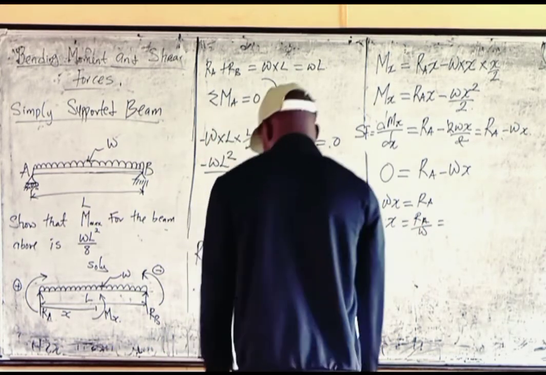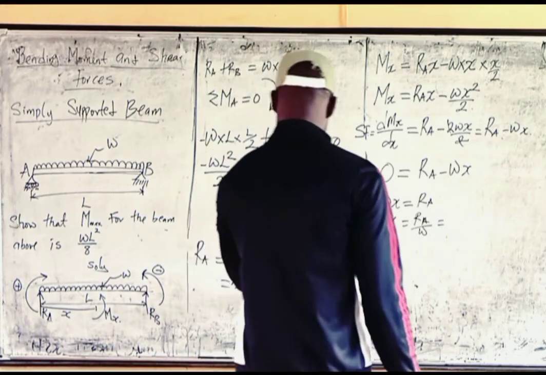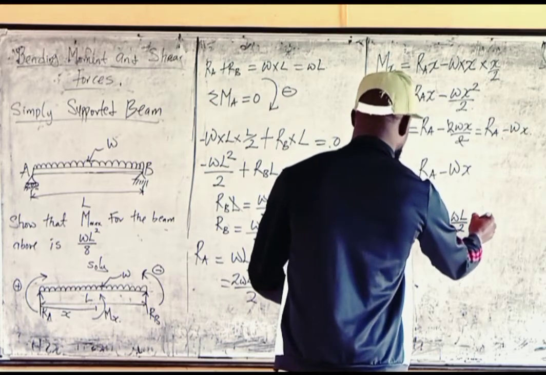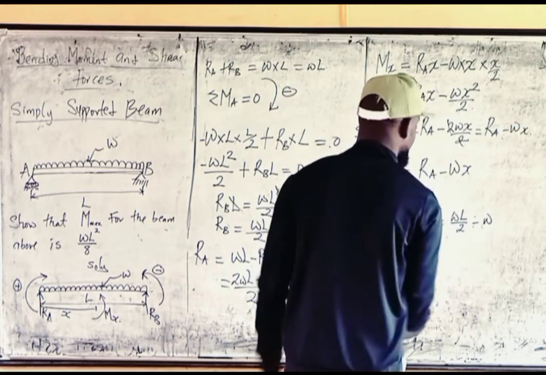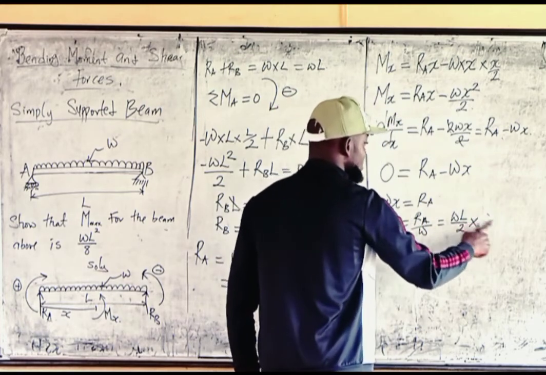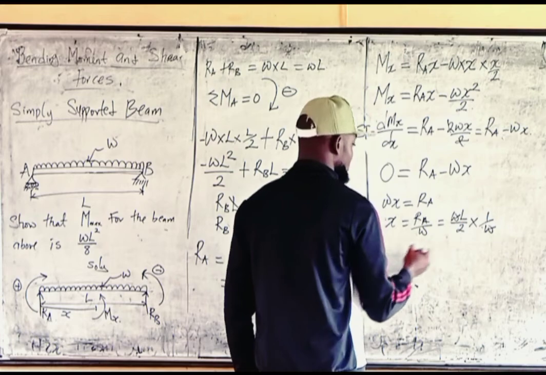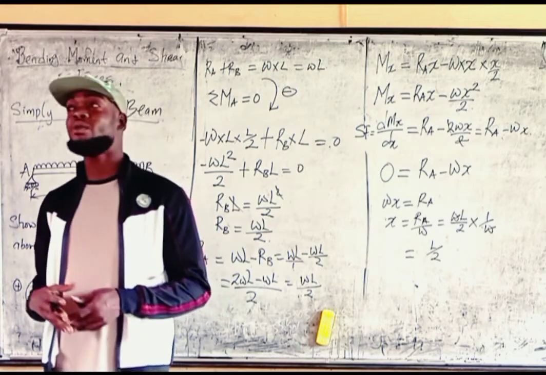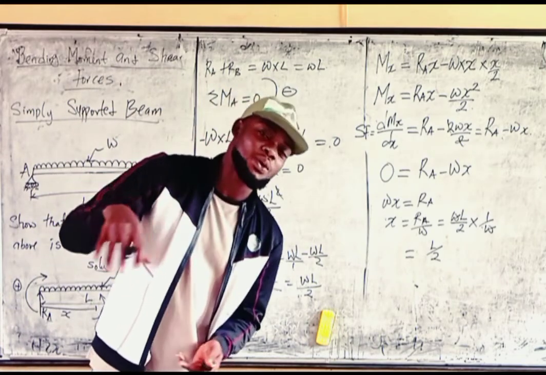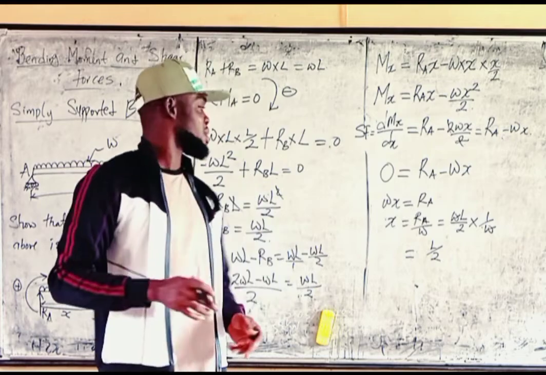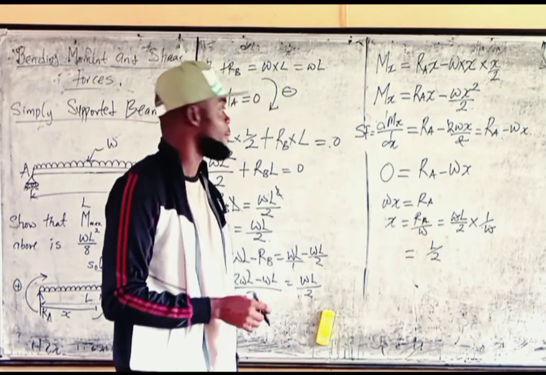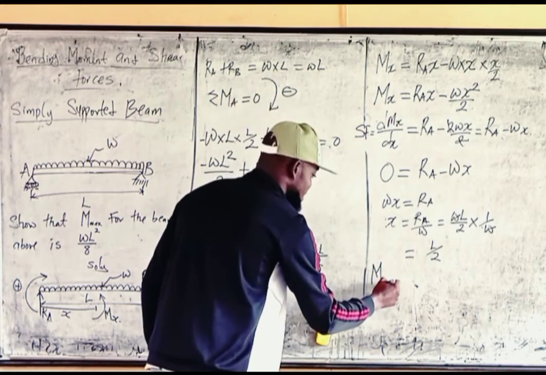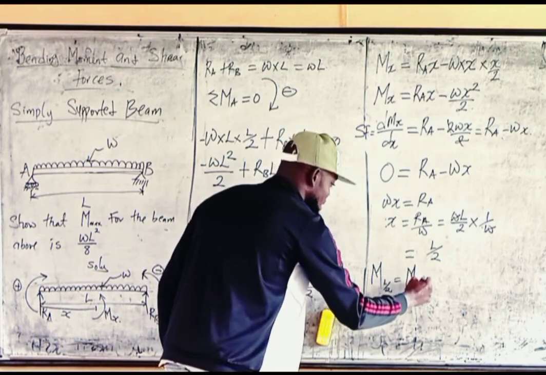Now what is R_A? Our R_A is equal to wL over 2. We have wL over 2 divided by w. If we turn this to times, we take the reciprocal, so this one will cancel this. So our x will be equal to L over 2. That's the point where we're going to have maximum bending moment. Maximum bending moment will come when x is L over 2.